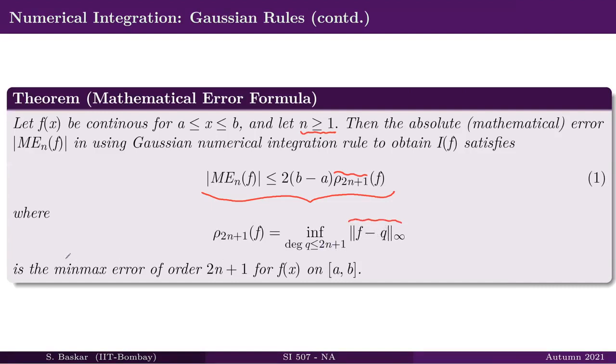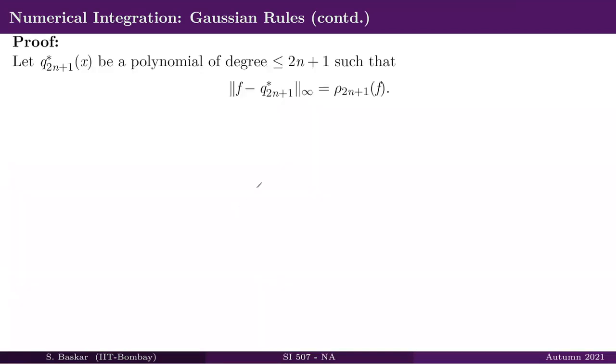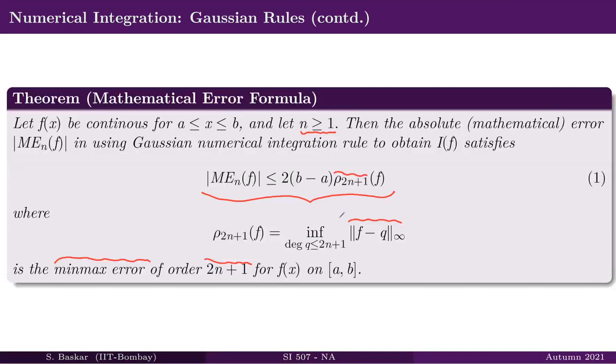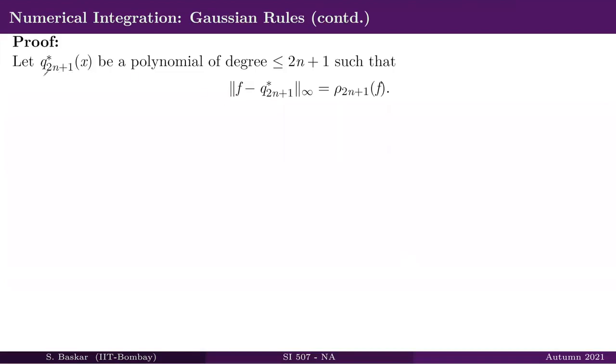So this is also called the min-max error of order 2n plus 1 for the function f on the interval [a, b]. Let us try to establish this estimate. Let us assume that the infimum is achieved for a polynomial q star 2n plus 1 of x. It means the infinity norm of the difference between f and q star 2n plus 1 is precisely the infimum, right?